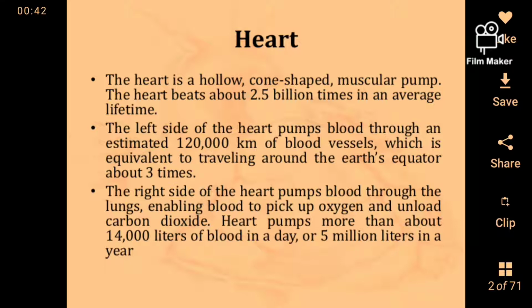The right side of the heart pumps blood through the lungs, enabling blood to pick up oxygen and unload carbon dioxide. Heart pumps more than about 40,000 liters of blood in a day, or 5 million liters in a year.